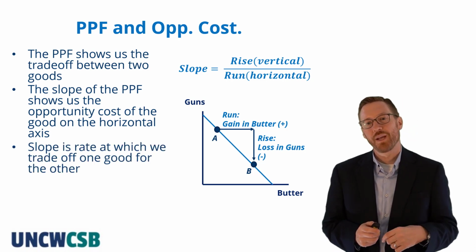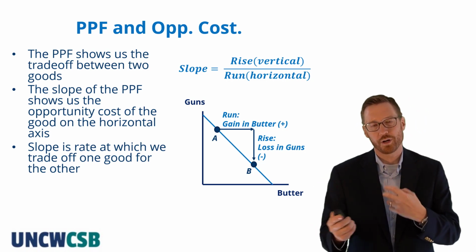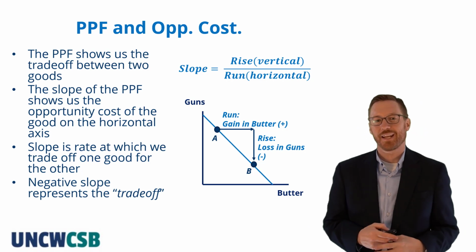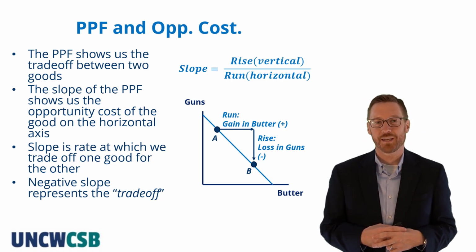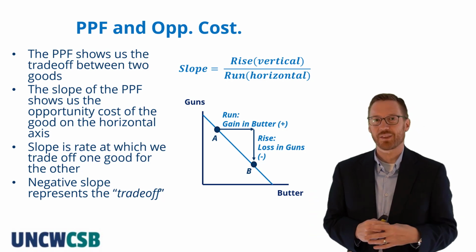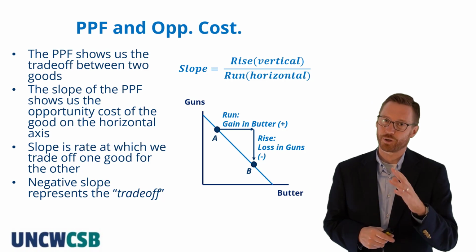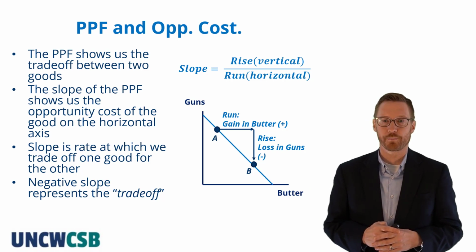So the slope is the rate at which we trade off one good for another good, and it's negative because it's a trade-off. If it was positive, that would mean as we produce more of one, we get more of the other. But that's not the case. There's a trade-off here. We're giving up one of them. That's why we end up with a negative slope.